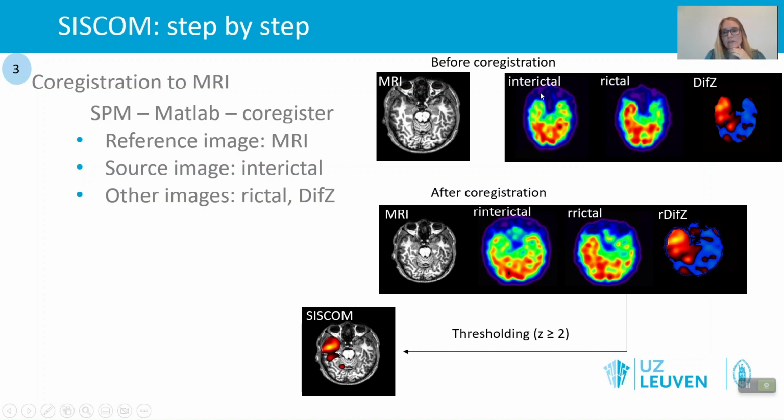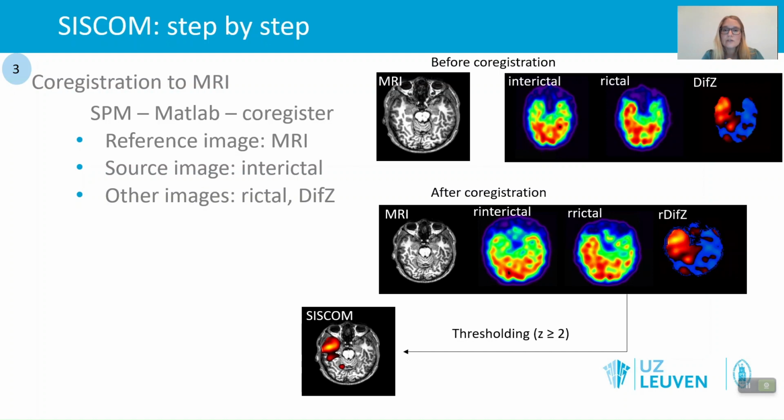I always use the interictal to co-register to the MRI for the exact same reason: for us, the interictal scan always has a very good quality. You don't expect very big asymmetries or lateralizations in this scan.